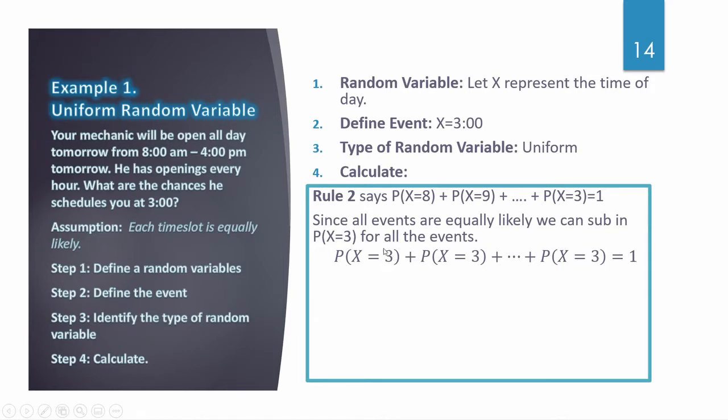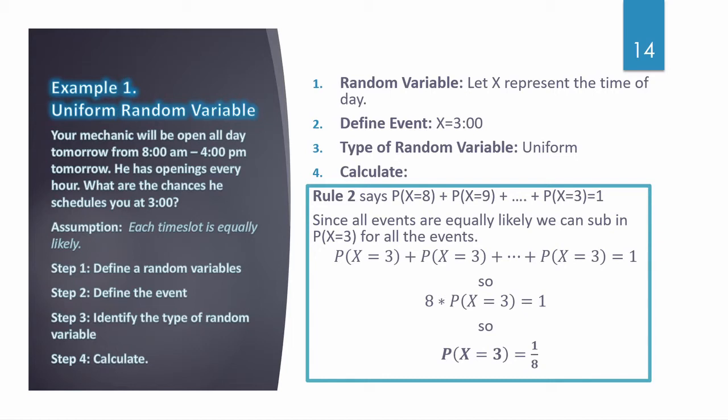Since that's the case, that means that P of x equals 3 plus P of x equals 3 plus P of x equals 3, etc., until I run out of events in my sample space has to equal 1. Well, since there's 8 possible time slots, this means 8 times the probability that I get a slot at 3 is equal to 1. So I can rearrange this expression and solve for P of x equals 3. And it would turn out to be pretty obviously, if there's 8 time slots, the probability that I get any one of those time slots is exactly 1/8 or 12.5%.